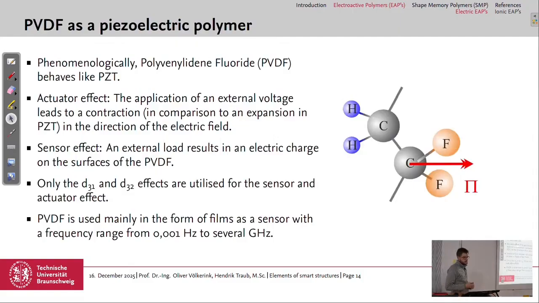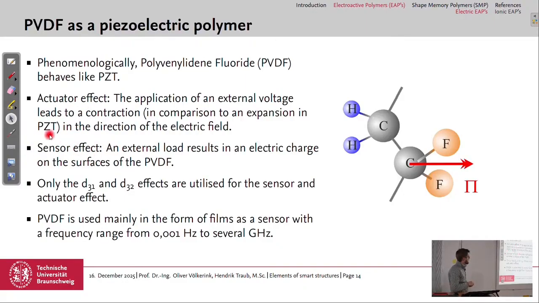So now we're coming to the piezoelectric properties, or the piezoelectric material, so phenomenological. PVDF behaves like our lead zirconate titanate piezoceramic. And for the actuator effect, if we apply an external voltage, like we did in the lab to the stack actuator, this leads to a contraction and not to an expansion. So the direction of the fields is reversed. If we apply a voltage, then the material would contract and not expand like the piezoceramic.